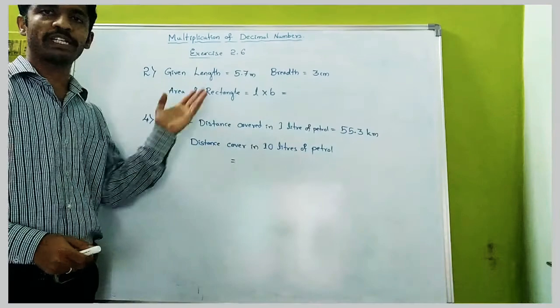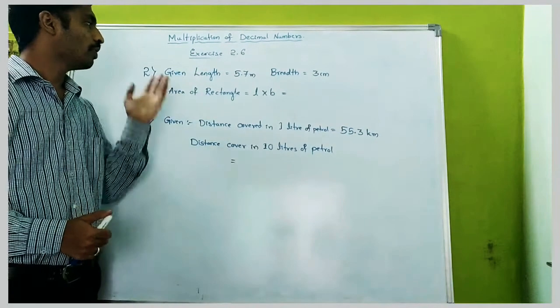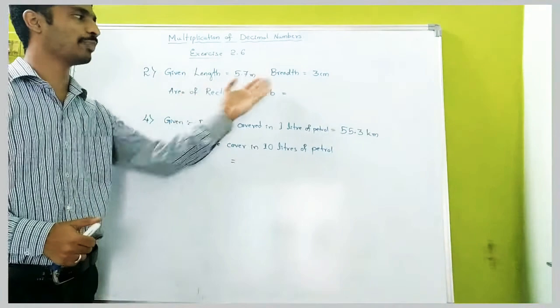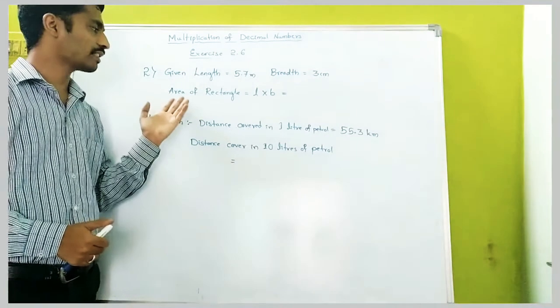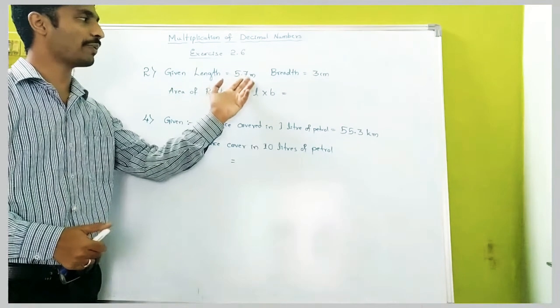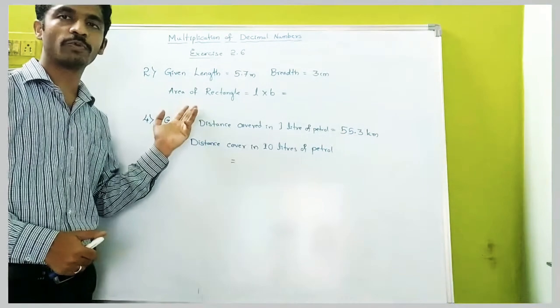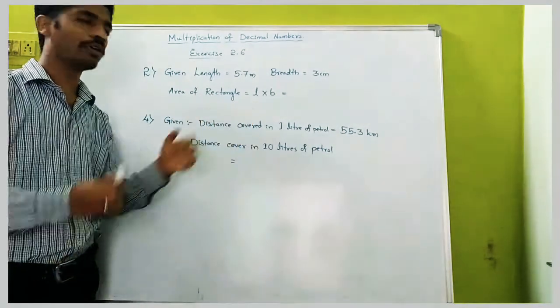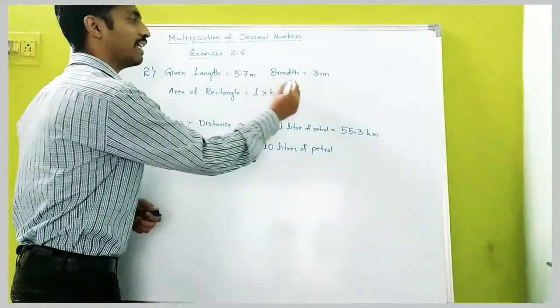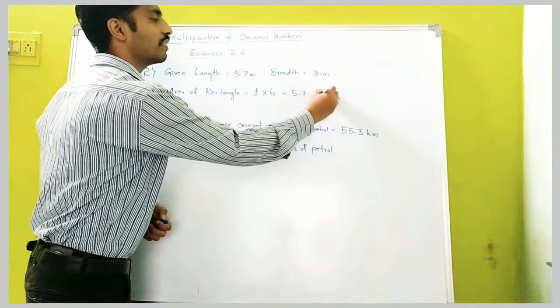In exercise 2.6, 2 word problems are there. Now we can solve those. In the second question, they gave the length and breadth of the rectangle and they are asking to find the area of the rectangle. Okay, length is how much? 5.7 meter. Breadth is 3 meter. So area of rectangle. What is the formula of area of rectangle? That is length into breadth. So how much length is there? That is 5.7 into breadth is 3.